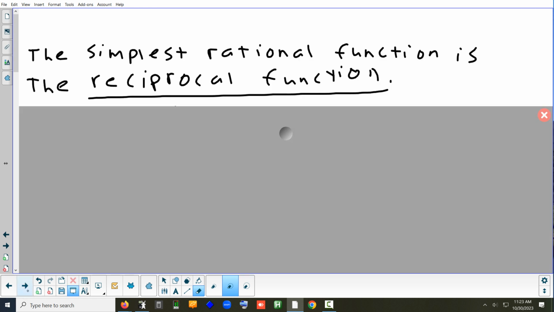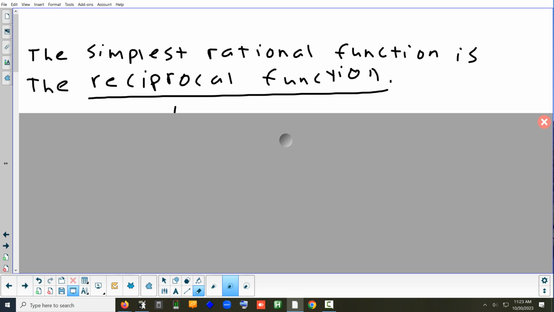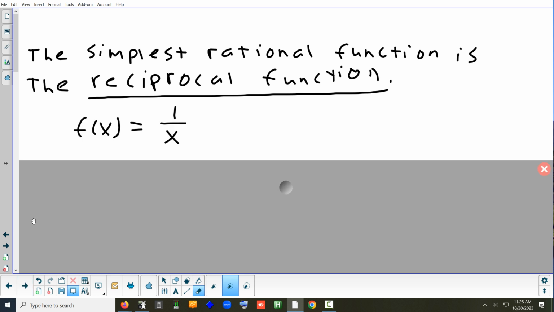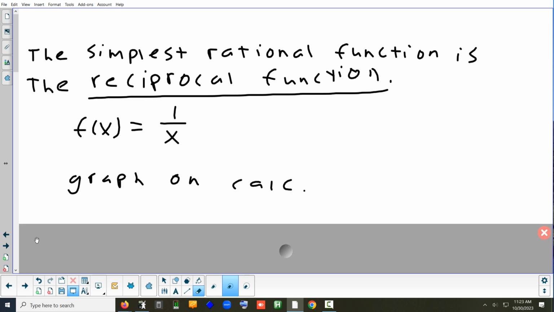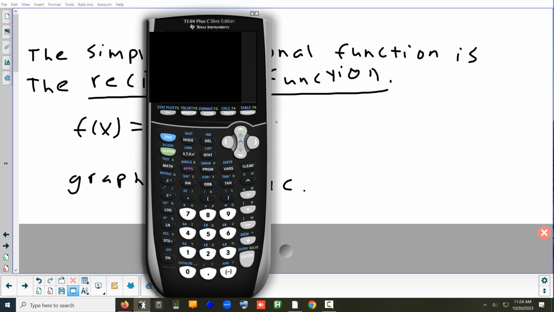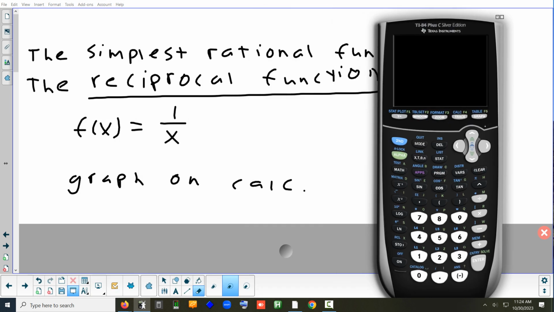So all these functions we've been doing are rational functions, but the simplest rational function you can have is 1/x. So it's a constant in the top, and then a linear polynomial in the bottom, just x. Let's graph that. All of these rational functions we're learning right now are not going to be straight lines. They're usually going to have some type of curve to them.